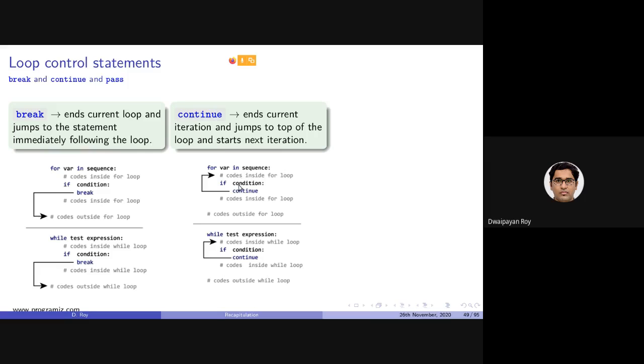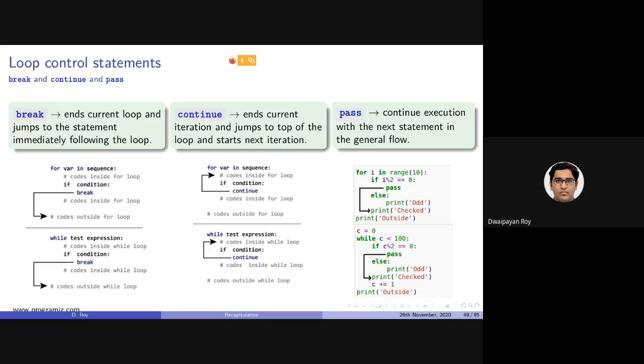Continue is similar, but it will continue. The code just after this continue statement will not get executed. After encountering the continue statement, either in for or while, the loop will start execution for the next value, for the next iteration. There is another loop controlling statement called pass.